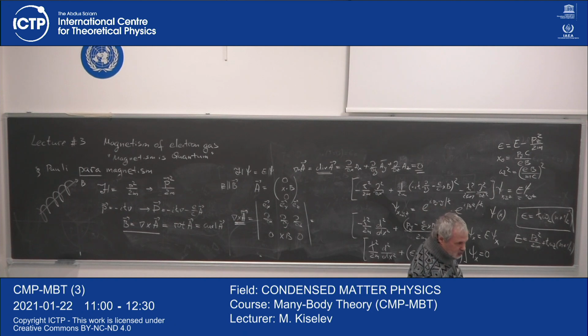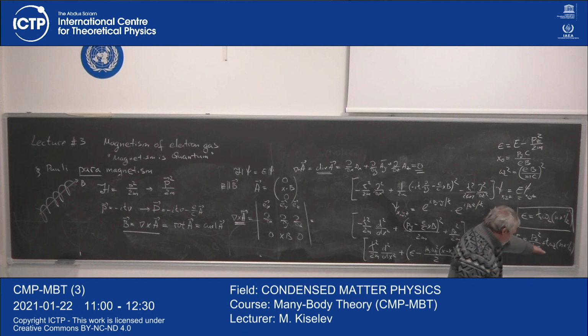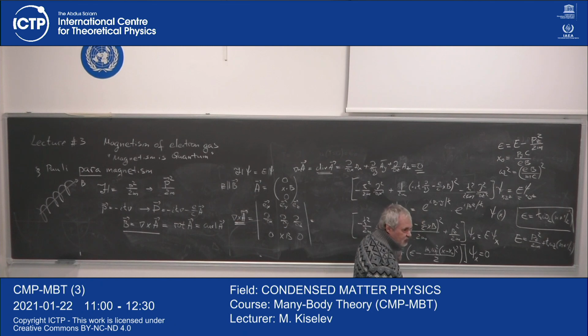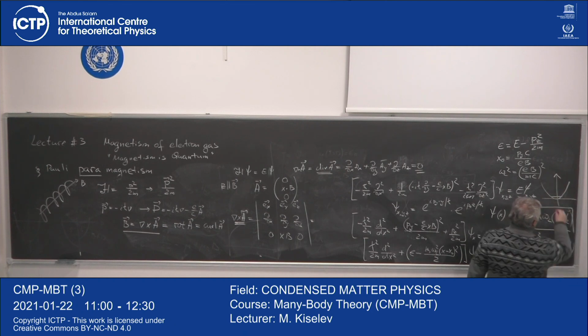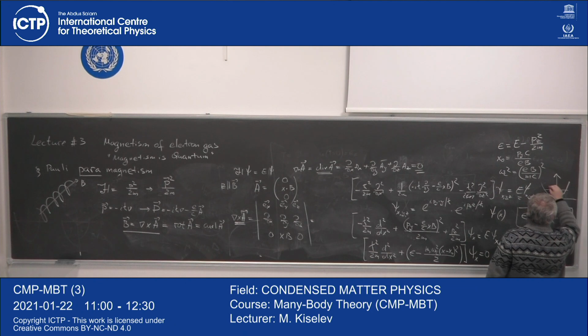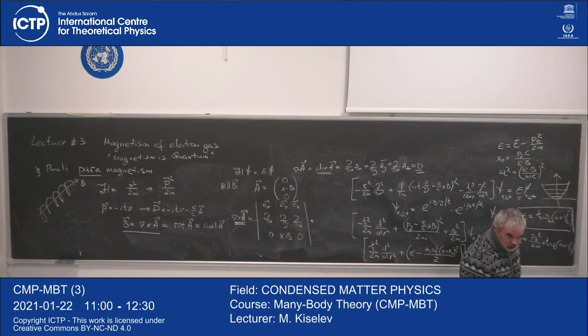Now, I would like to address a very important question about Landau levels. You see that now Landau levels are formed. You have a motion of a particle in a parabolic potential, and in a parabolic potential you have a quantization of levels. First of all, you have a zero-point motion, and then you have equidistant levels, which are called Landau levels.